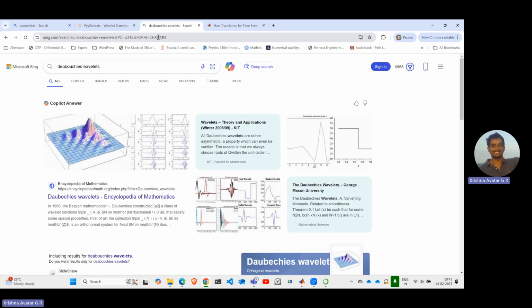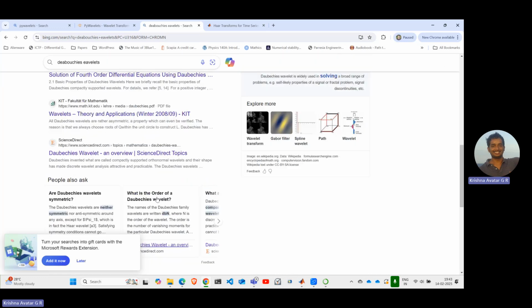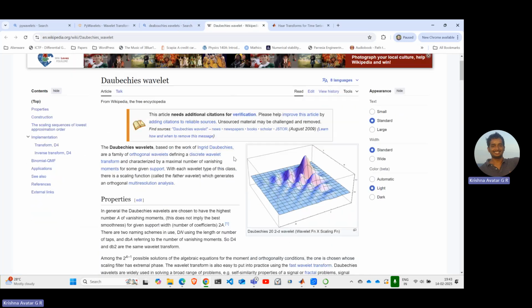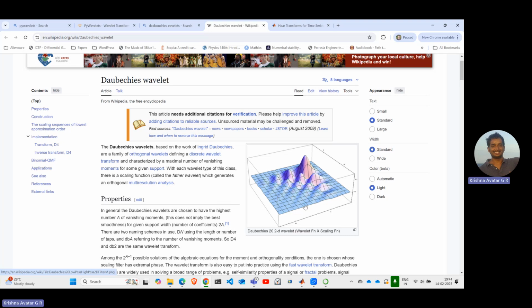Of course, I'm typing it in a random fashion, and let's get the Wikipedia link. So, this is the Wikipedia link here. Right. Now, Daubechies wavelets are based on the work of Ingrid Daubechies, and they are a family of orthogonal wavelets which define a discrete wavelet transform and are characterized by a maximal number of vanishing moments for some given support. Right? And with each wavelet type of the class, there is a scaling function called the father wavelet, which generates an orthogonal multi-resolution analysis.